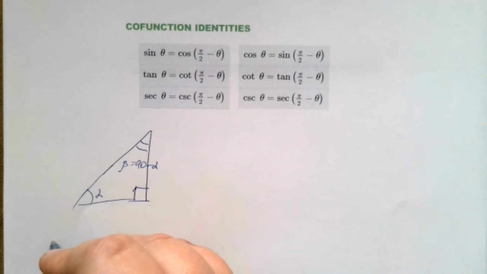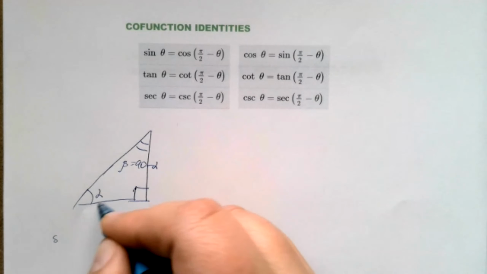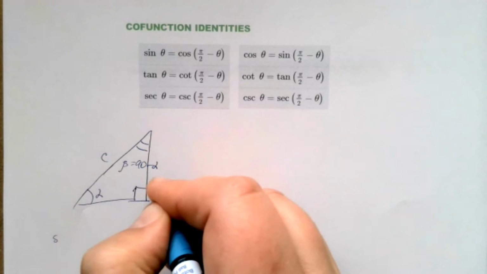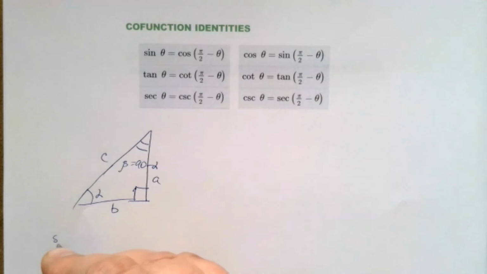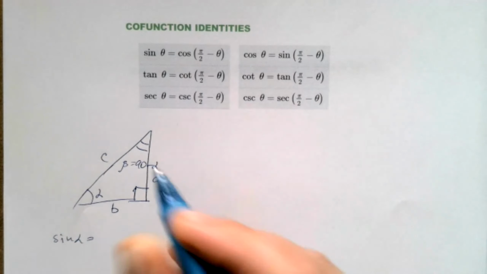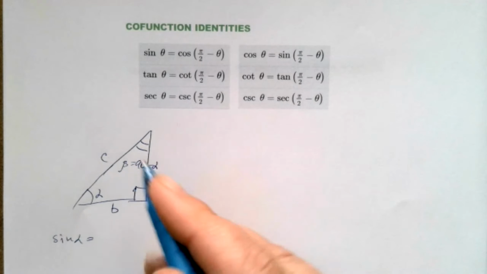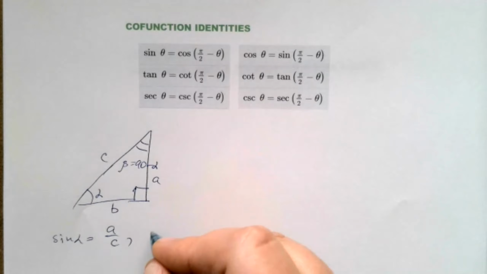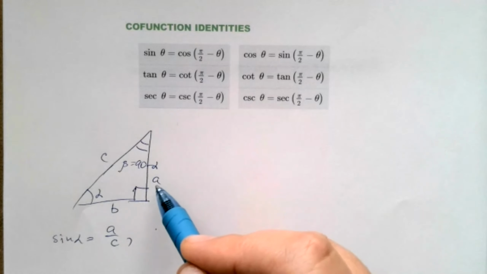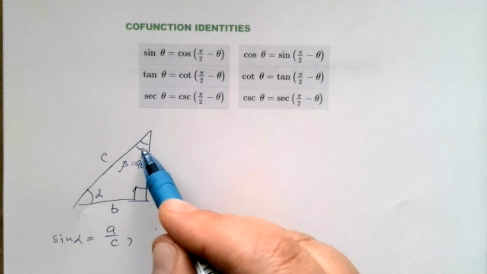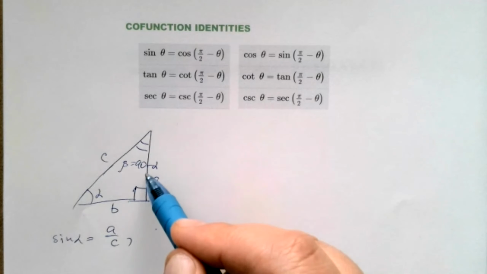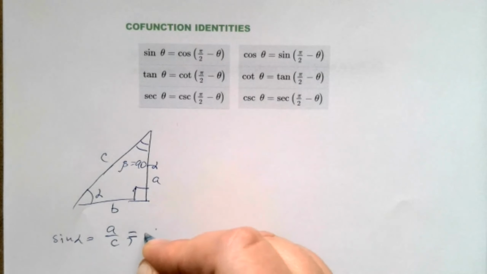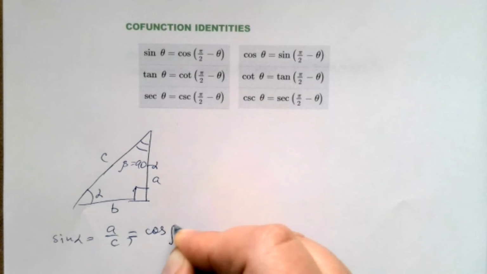Now let's also label the sides. We have C, A, and B. So what is sine of alpha? Sine of alpha is opposite over hypotenuse, so A over C. But what's A over C for beta? Well, that's going to be adjacent over hypotenuse, so that's actually the cosine of beta.